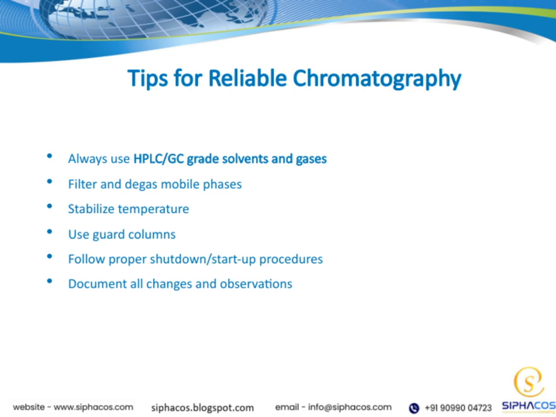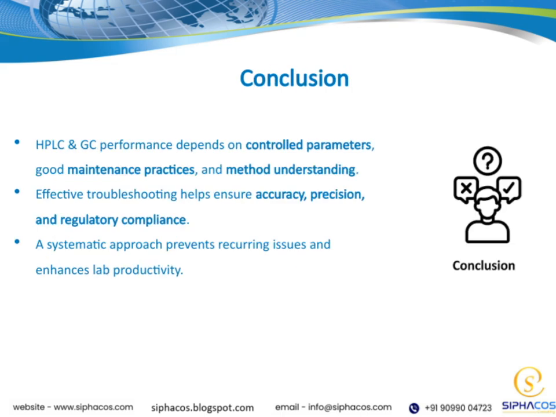Lastly, always document all changes and observations during your runs. Keeping detailed records helps troubleshoot issues, verify results, and maintain overall quality control. By following these tips, you really set yourself up for successful, reliable chromatography that delivers accurate and reproducible results every time. Let's wrap up with some final thoughts on HPLC and GC performance.